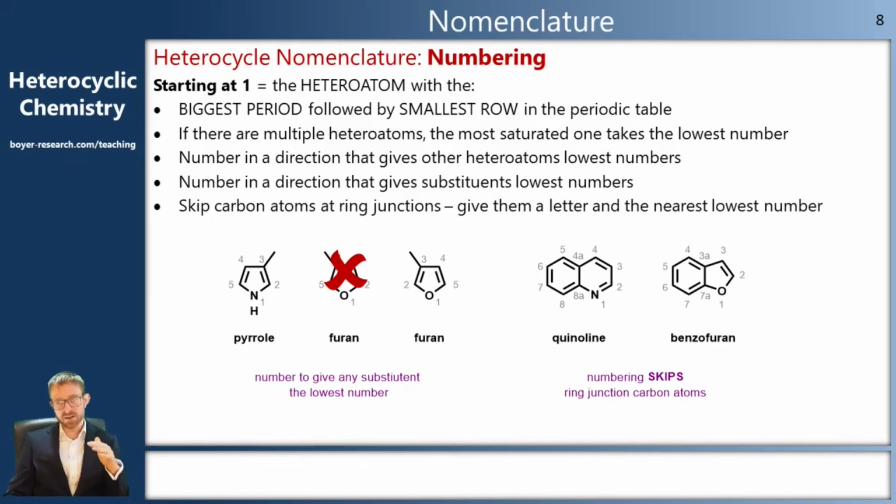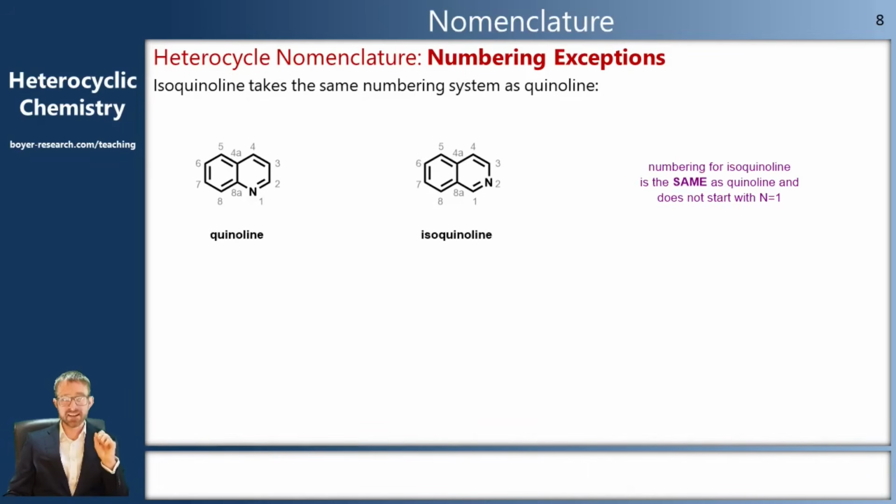The exact same system can be applied for benzofuran. Finally, just because there wouldn't be a rule unless there was an exception, one of our retained name heterocycles, isoquinoline, doesn't use the same numbering as the system where we'd expect to start with nitrogen being 1. It uses the same numbering system as quinoline. So be careful with this one. The rest of them are all fine.